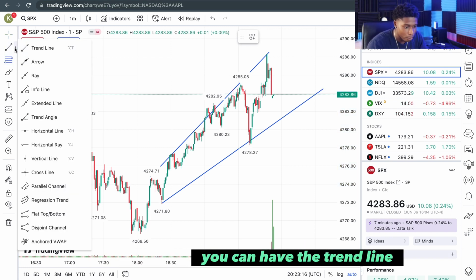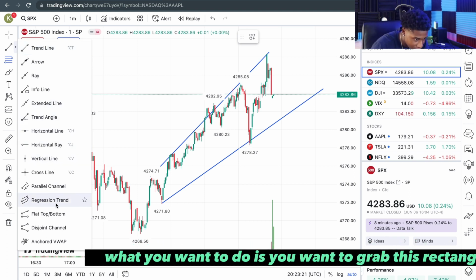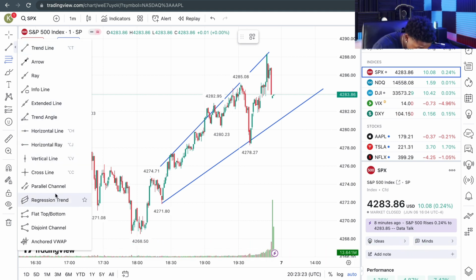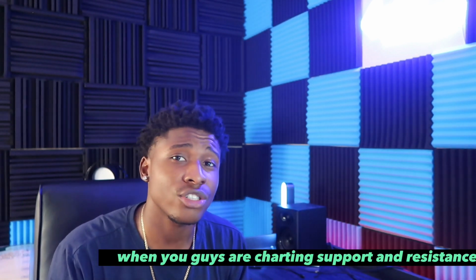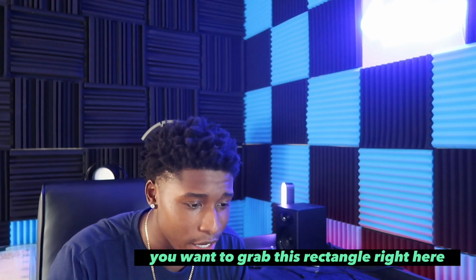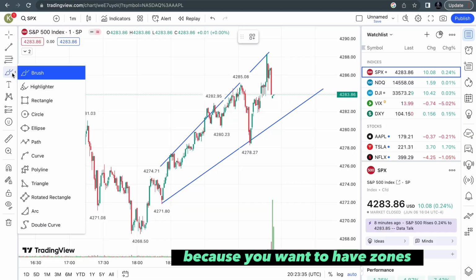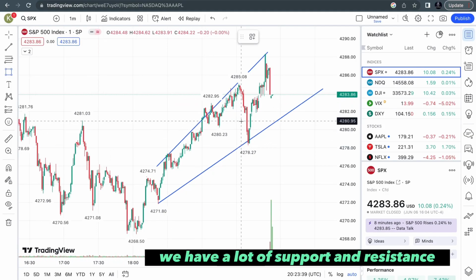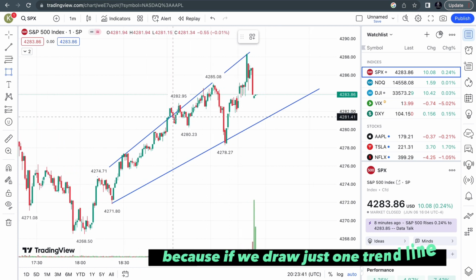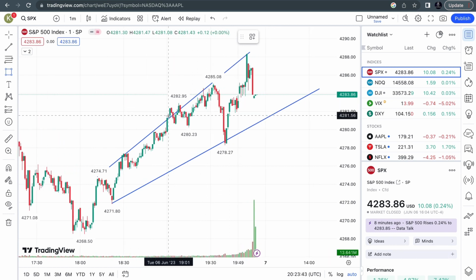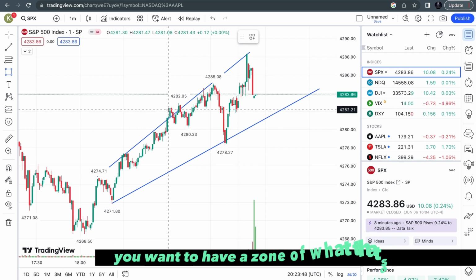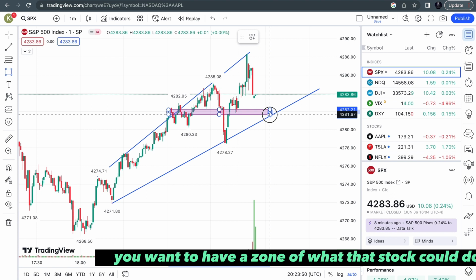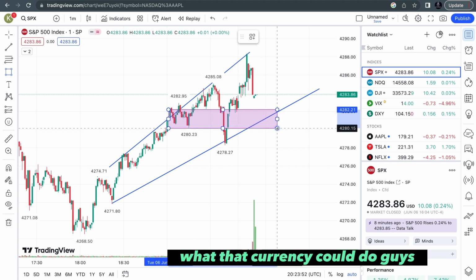You can have the trend line, and for support and resistance, what you want to do is you want to grab this rectangle. And for support and resistance, when you guys are charting support and resistance, you want to grab this rectangle right here, because you want to have zones. So right here, as you can see, we have a lot of support and resistance, but it's not obvious, because if we draw just one trend line, it's not gonna say, you know, just one trend line like this. You want to have a zone of what that stock could do, what that currency could do, guys.